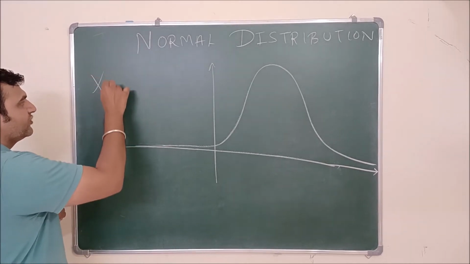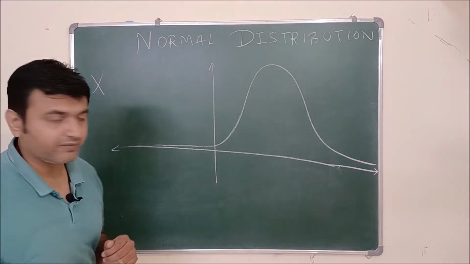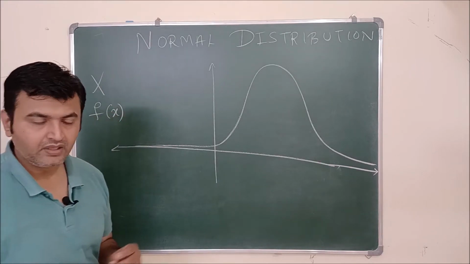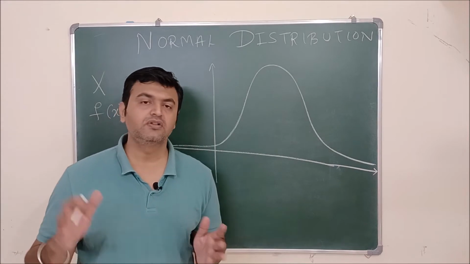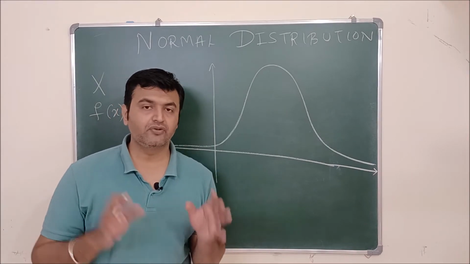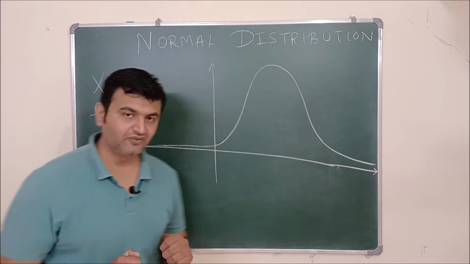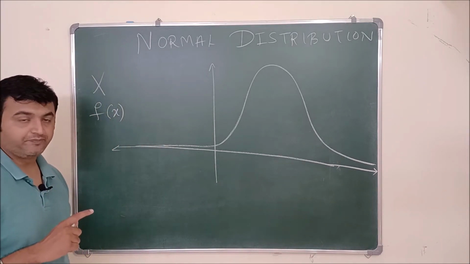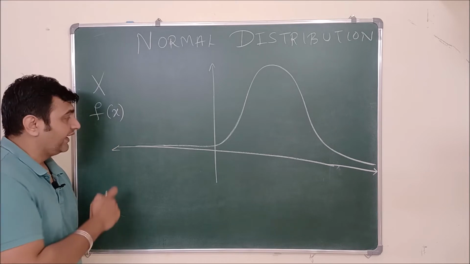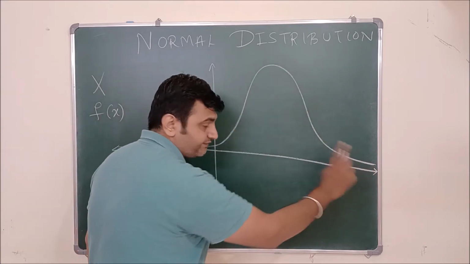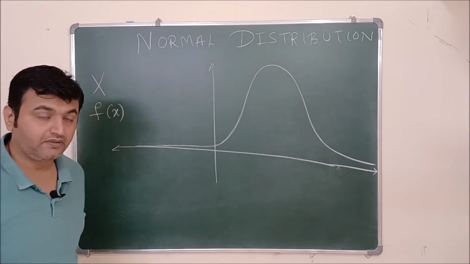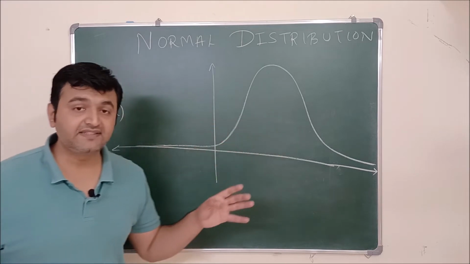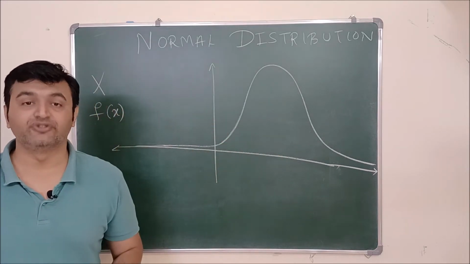Now in this case your x will be a continuous random variable, and let f of x be its probability density function. Whatever terms I'm going to use, I have recorded all these things earlier. The link for the playlist you can find in the description. So my x is a continuous random variable and f of x is the probability density function. Now when you plot this function, if the curve of the probability density function comes like this, the bell-shaped curve, then we say that x follows normal distribution.